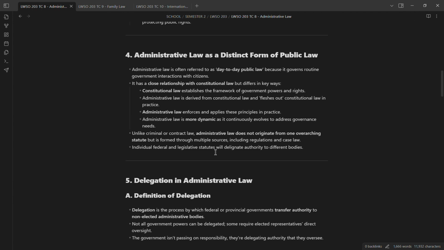Administrative law enforces and applies these principles. Okay, so administrative law is derived from constitutional law and fleshes out that constitutional practice. So, again, if constitutional law establishes the framework of government powers and rights, and administrative law comes from constitutional law and fleshes out these ideas, it would only make sense for it to then attempt to enforce and apply these principles in practice. So administrative law is also more dynamic as it continuously evolves to address government needs.